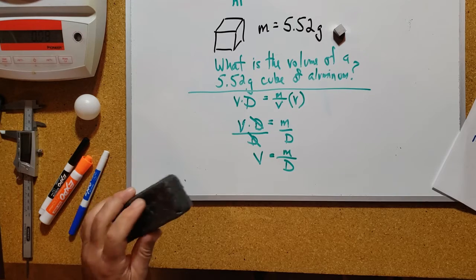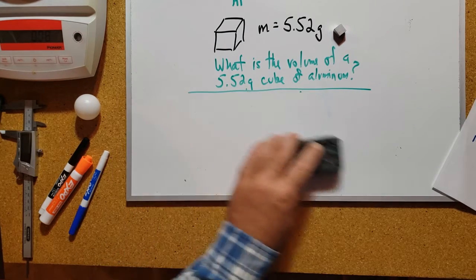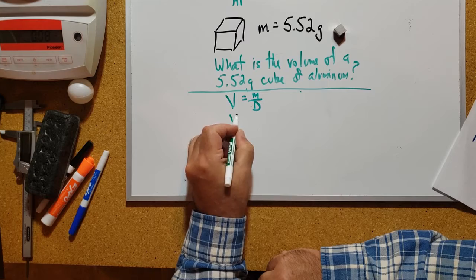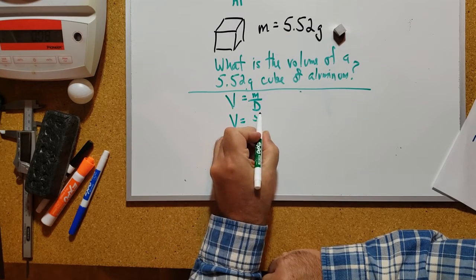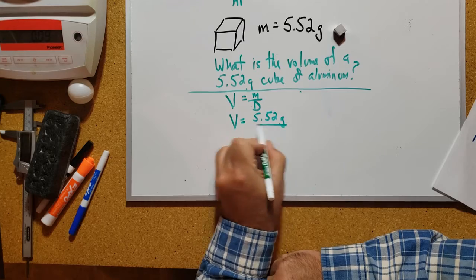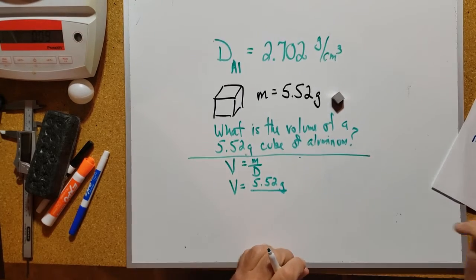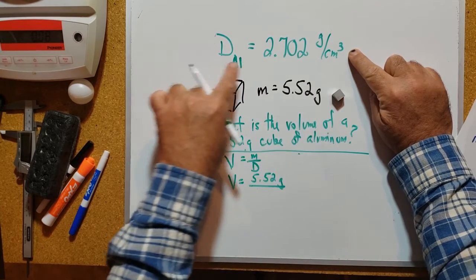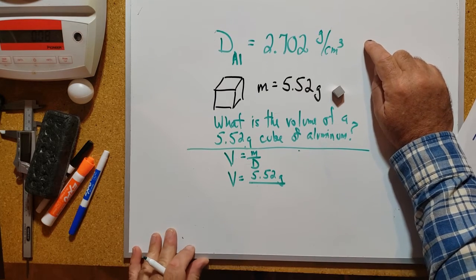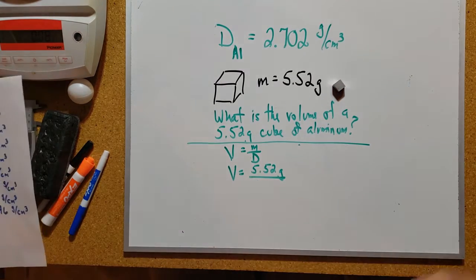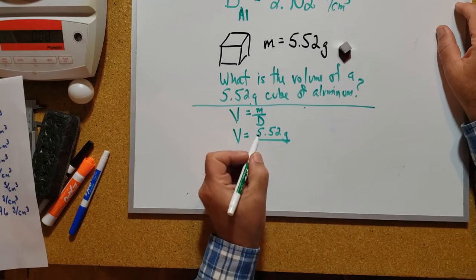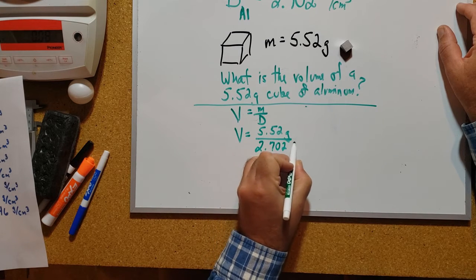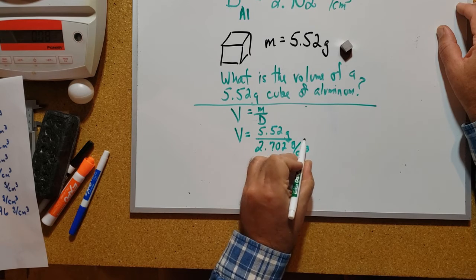So let's just plug into that formula. Volume equals mass over density. Volume is equal to the mass, 5.52 grams, over the density. The density is based upon our knowledge that it's made out of aluminum. You could look up the densities of common materials on the internet real easy. Just plug into Google, what is the density of aluminum? And it'll spit out that number for you. So anyway, I'm going to put that down here: 2.702 grams per cubic centimeter.